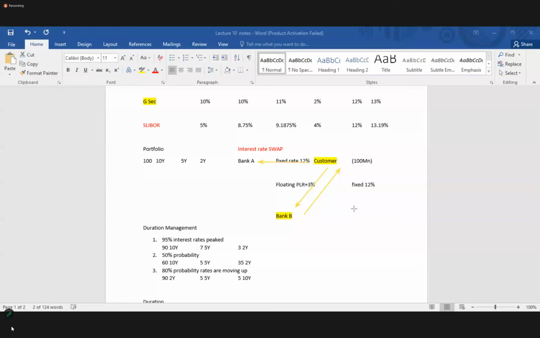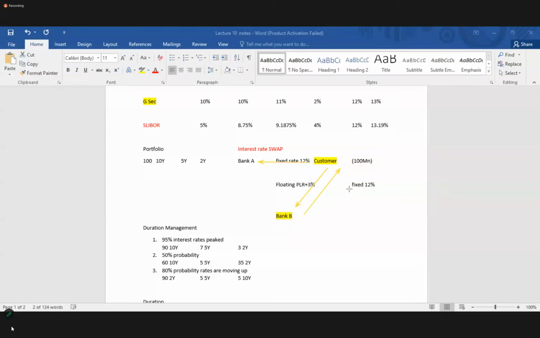Now this is the interest rate swap. With bank A, the customer has borrowed 100 million and is paying a fixed rate of 12% at some frequency, every month or whatever. Then the customer goes to bank B and writes a derivative, an interest rate swap, fixed to floating, notional amount 100 million, where bank B pays fixed 12% to the customer and the customer pays floating PLR plus 3% to bank B.